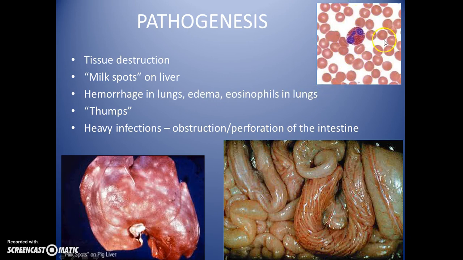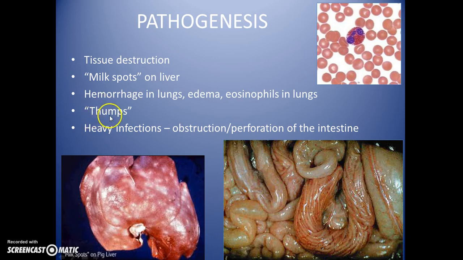Here's a picture of blood, and these little red round circles, these are red blood cells. This big circle here is actually a white blood cell, and a type of white blood cell is an eosinophil. Eosinophils are found in high numbers in animals that have parasites or some type of allergy or allergic reaction going on.